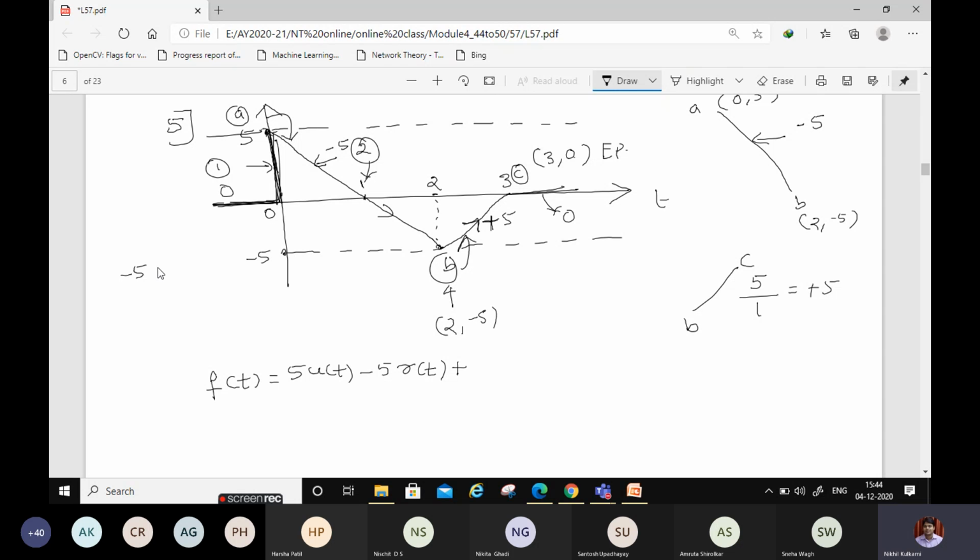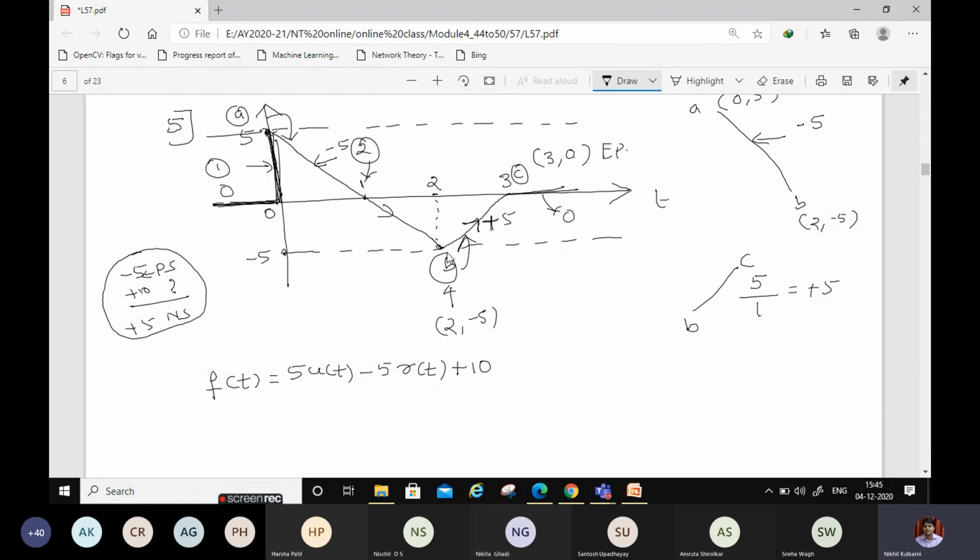Previous slope is minus 5. Next slope is plus 5. How much should I add here? Plus 10. You just make a habit of writing like this. Okay, plus 10.